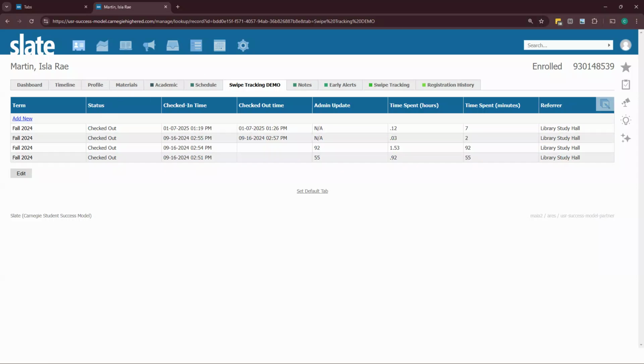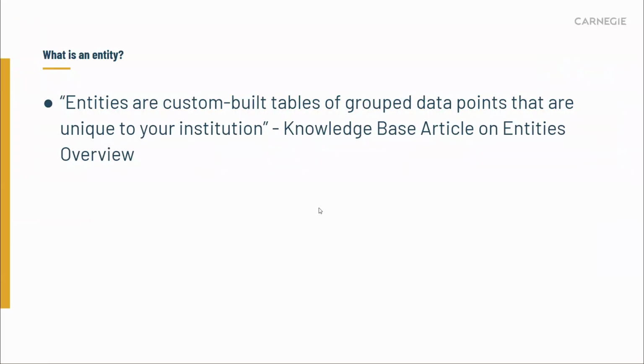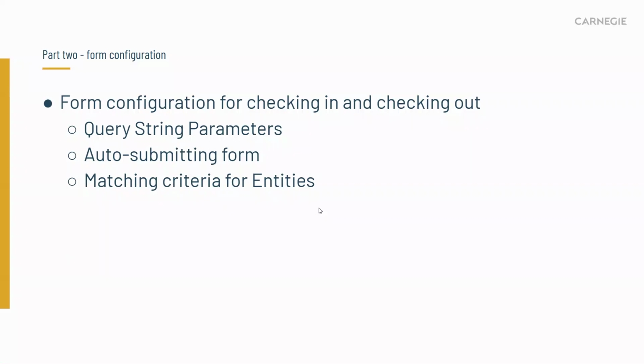This is to create your entity. Part 2 is going to be the form configuration for checking in and checking out. And so that was the first step, is how to set up that form of checking in and checking out. That process is going to include query string parameters, a super fun auto-submitting form. We're also going to talk about matching criteria for entities so that we're just not creating a bunch of different entity rows every time the form is submitted.